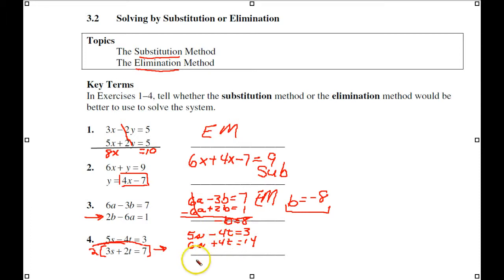And then we get 11s. These cancel out, and we get equals 27. Now, notice this one is not the same equation anymore, but it's equivalent. And we're authorized to do this. So for example 4, we would use the elimination method.